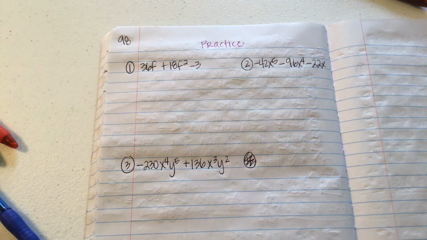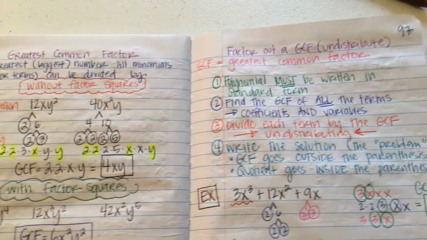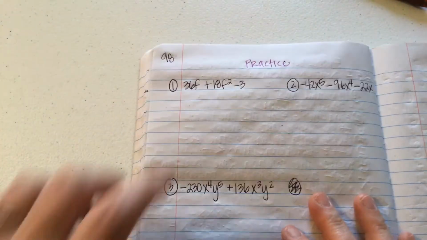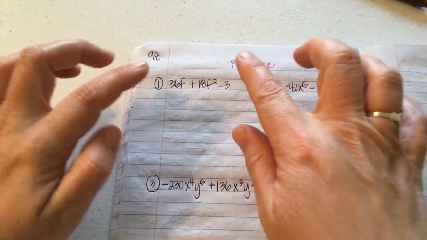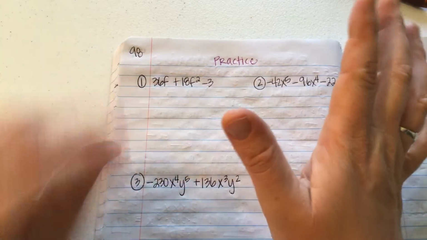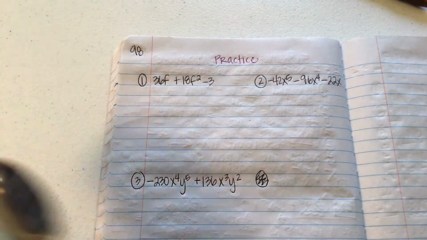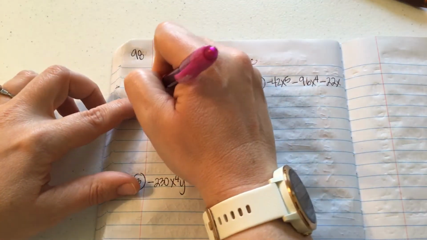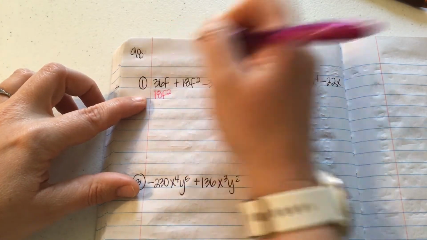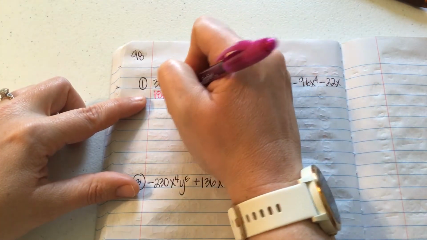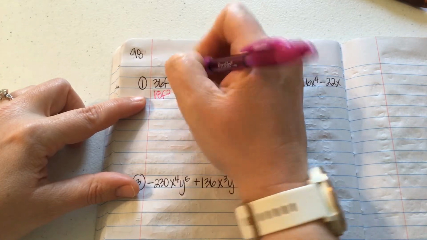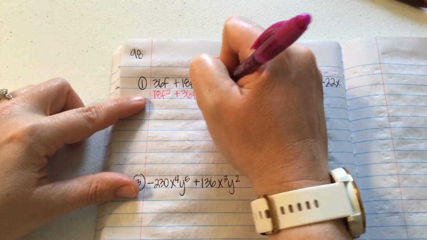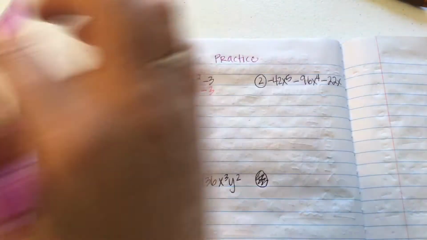Okay, so let's talk through our steps again. Step 1, which you can find over here, the polynomial must be written in standard form. This problem is not written in standard form, so the first thing we need to do is fix that. So I'm going to rewrite that as positive 18f squared plus 36f minus 3. Now it's written in standard form so I can continue.